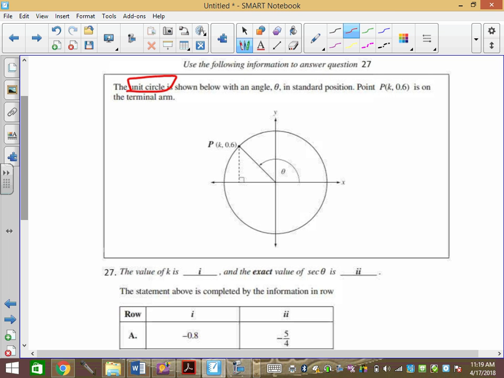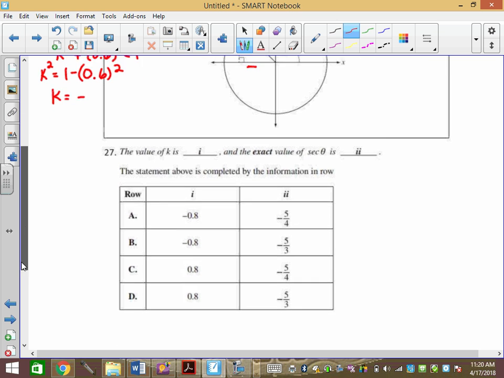So this one says the value in standard position point P, K, and negative 0.6 is on the terminal arm. So what's K? K is negative because we're in this quadrant. Do you agree? On the unit circle, what's r? 1. We know it's x squared plus y squared equals 1. We know it's about the center of the circle. Okay, so we have k squared plus 0.6 squared equals 1. K squared equals 1 minus 0.6 squared. K equals what? Negative 0.8.